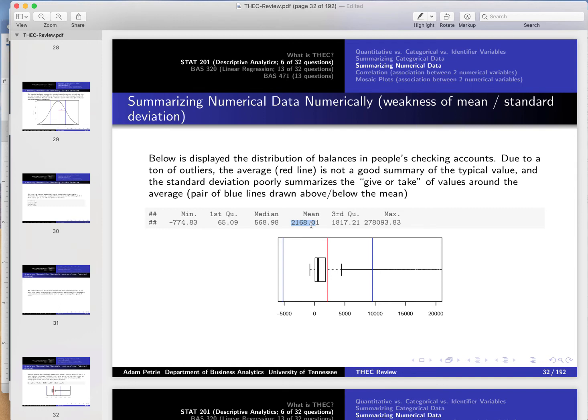If you think to yourself, is the average a good summary of the typical account balance here? No, the answer is no. It's nowhere near the peak or the center of this distribution. So these outliers vastly mess up the reliability of that average to give a good summary of the typical value. And then what I've also done is I've drawn a blue line at +1 standard deviation and -1 standard deviation from the average.